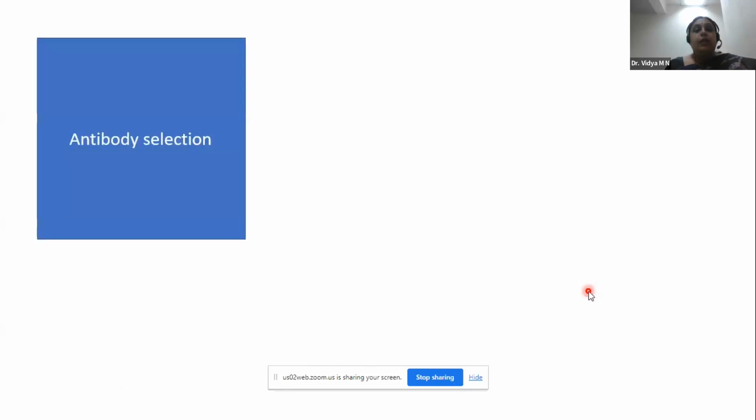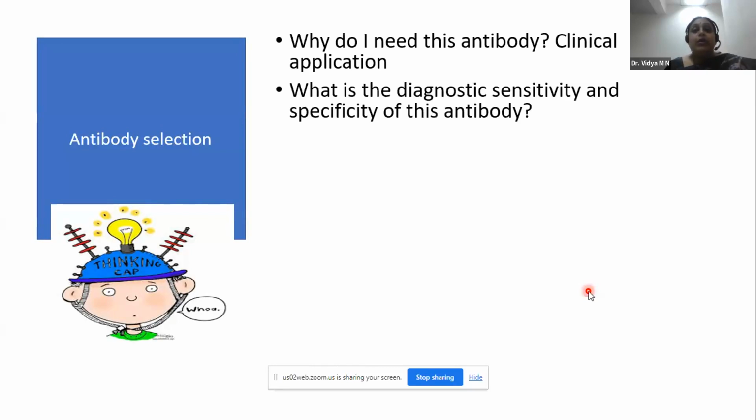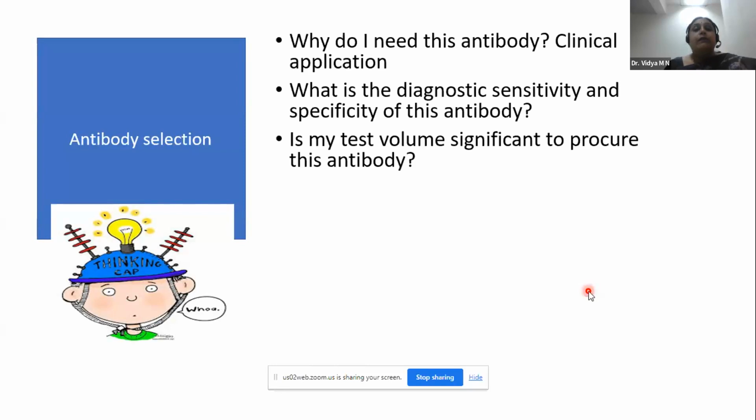Now, coming to antibody selection. I would recommend start small. So you need to see what kind of cases are you getting in your lab. Is it a lot of malignancies where you have a lot of round cell tumors, or is it cases of breast cancers or prostate cancers or GI cancer? So based on this, you need to know the clinical application of why do I need this antibody, and you have to have the understanding of what is the diagnostic sensitivity and specificity of this antibody, whether the test volume is significant to procure this antibody.